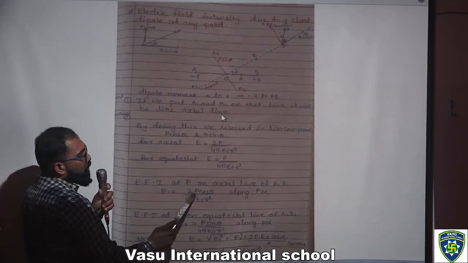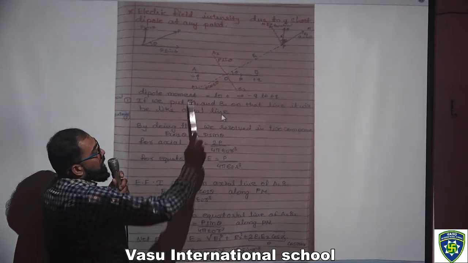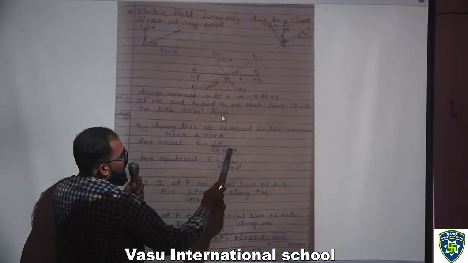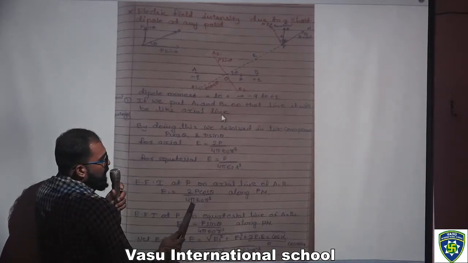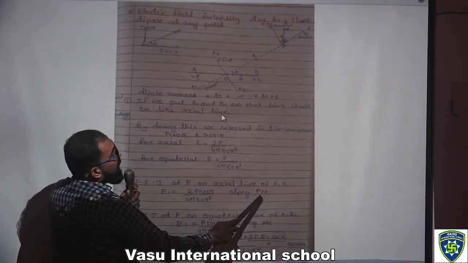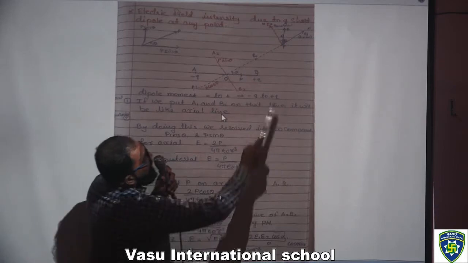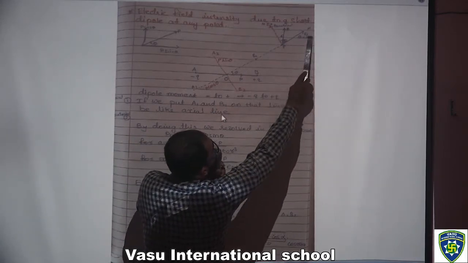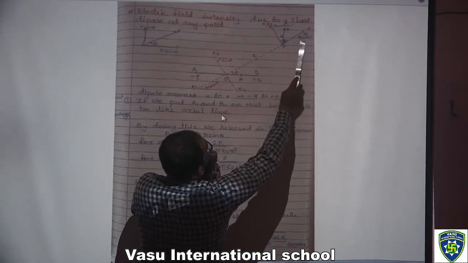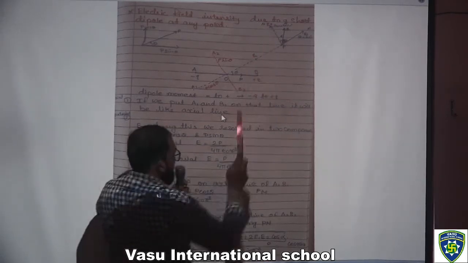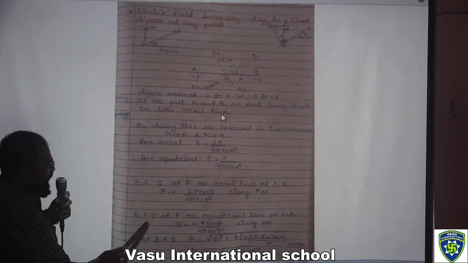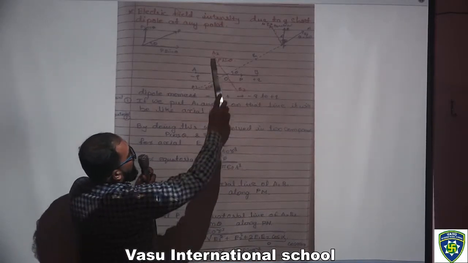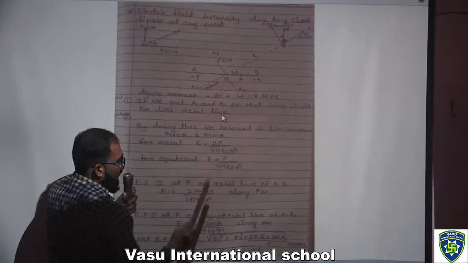E1 is equal to 2p cos theta upon 4 pi epsilon 0 r cube along PM, because on that line it is cos theta, we can't write just p. Here I am writing P, M and N. So along PM, that is for axial, and this is for equatorial. So the electric field intensity at P on the equatorial line of A to B, what is that?